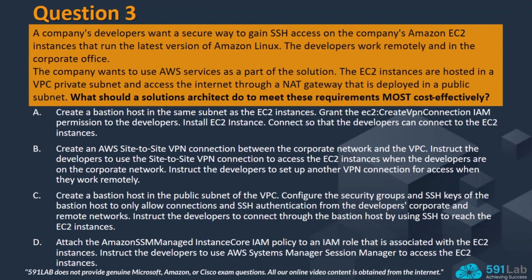Question number 3. A company's developers want a secure way to gain SSH access on the company's Amazon EC2 instances that run the latest version of Amazon Linux. The developers work remotely and in the corporate office. The company wants to use AWS services as a part of the solution. The EC2 instances are hosted in a VPC private subnet and access the internet through a NAT gateway that is deployed in a public subnet. What should a solutions architect do to meet these requirements most cost effectively?